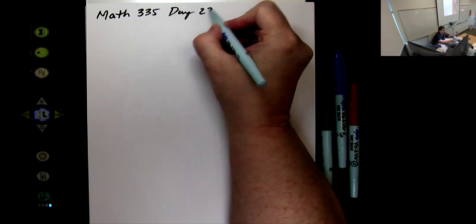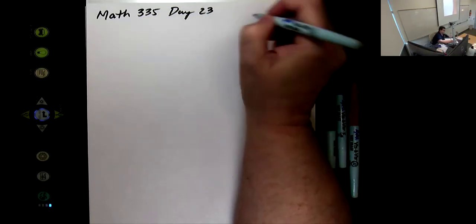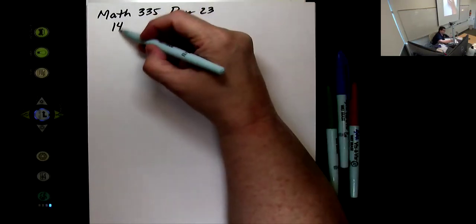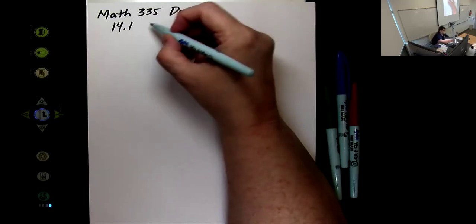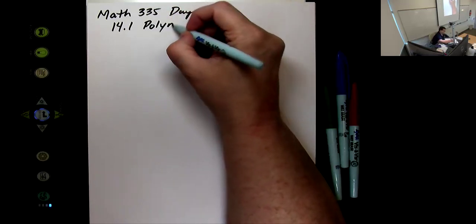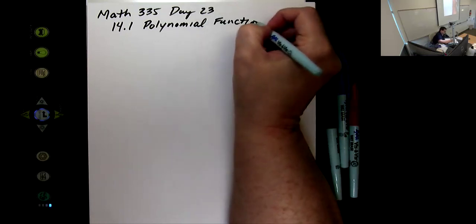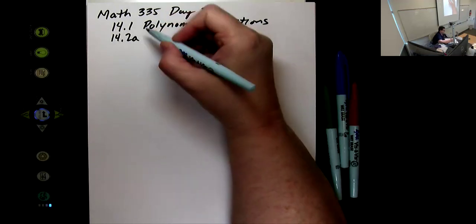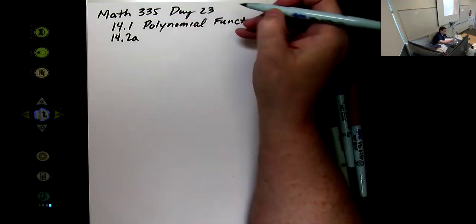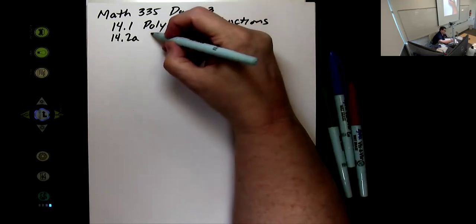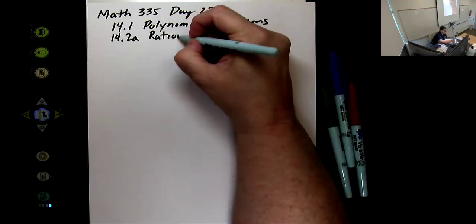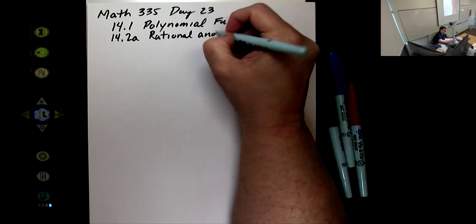Day 23. Today we are covering 14.1, which is on polynomial functions. And we're going to start 14.2. I'm going to say 14.2a, because I don't think we'll finish it. Rational and irrational roots of polynomial functions.